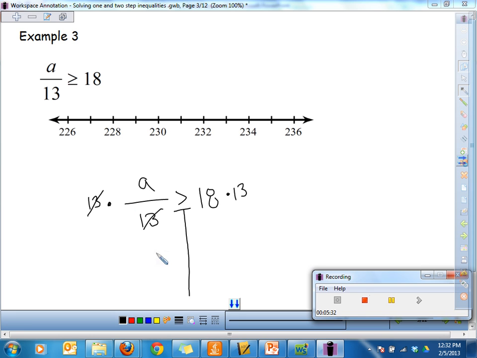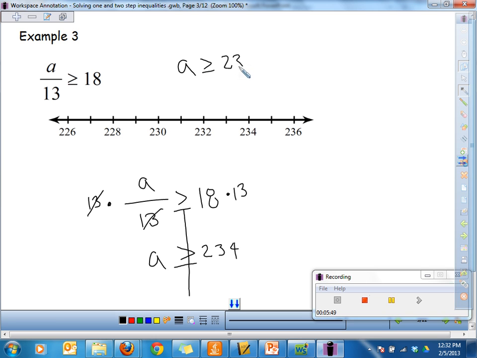I'm going to bring down my A, and I have A is greater than or equal to 18 times 13, which is 234. So my variable is on the left, so I'm going to write it up here. A is greater than or equal to 234. I know I want to put a closed dot because it has an equal to, so I'm going to put a closed dot at 234. And I'm going to pick my two test points. I'm going to pick 236 and 232.